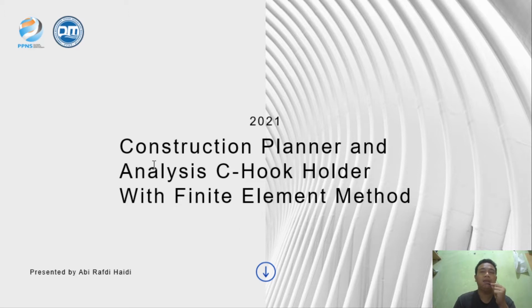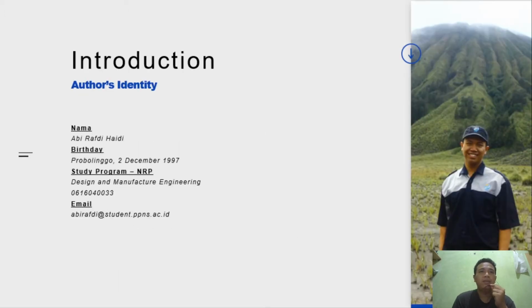The title of my final project research is Construction Planner and Analysis Stakeholder with Finite Element Method. Before I begin to present my final project proposal, let me introduce myself. My name is Abi Rafdi Haidi from Design and Manufacture Engineering. My NRP is 0616 04 00 33.